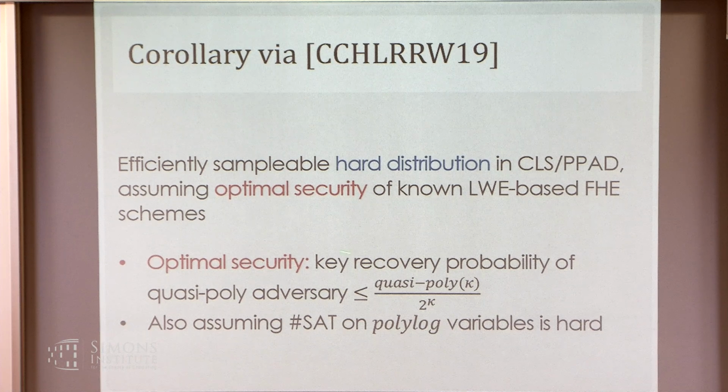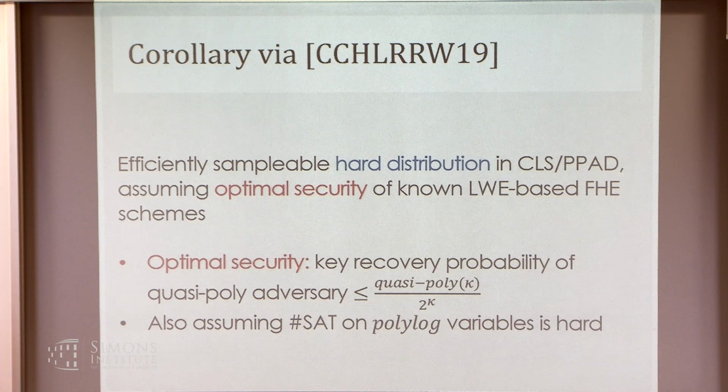By optimal security, what I mean is that the probability that a quasi-polynomial time adversary, given the public key, can recover the secret key is bounded by some quasi-polynomial divided by the number of keys. So essentially, there's no super polynomial speedup to brute force search. So a quasi-polynomial adversary can do brute force search and recover the key with this probability, and the assumption is that there's no super polynomial speedup to this attack. If you can come up with a super polynomial speedup, I think that would be really interesting news for the people who study LWE. Of course, it's a strong assumption.